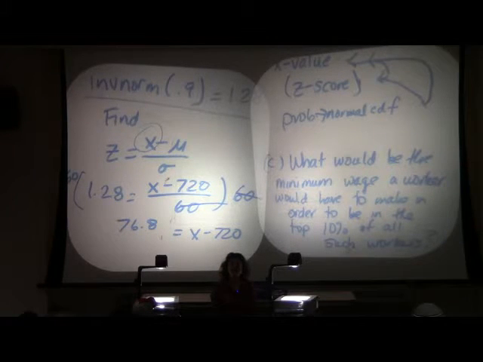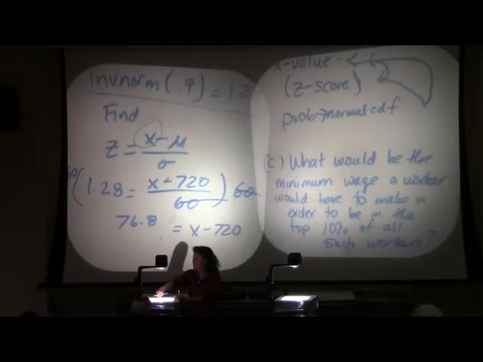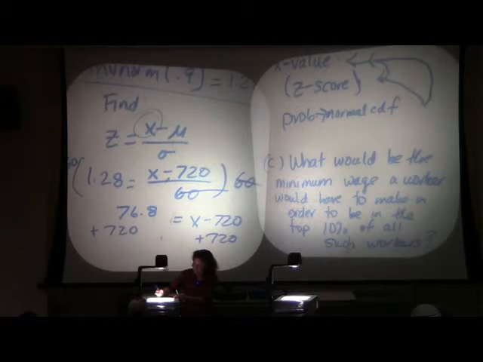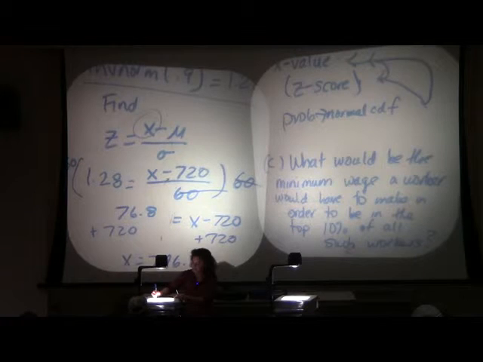Can we get x? Oh, yeah. How do you get x all by its lonesome? You add 720 to both sides. So do you agree we're going to get $796.80?